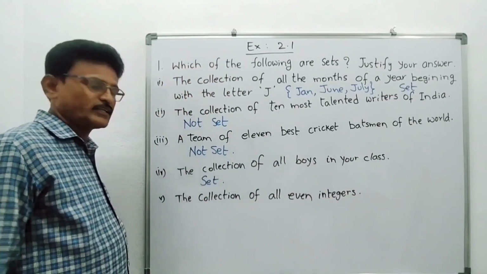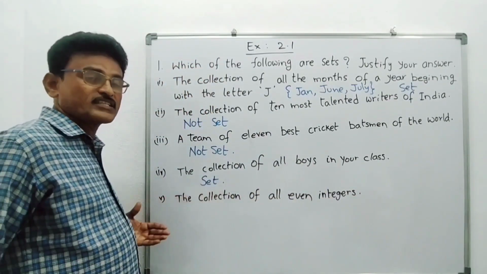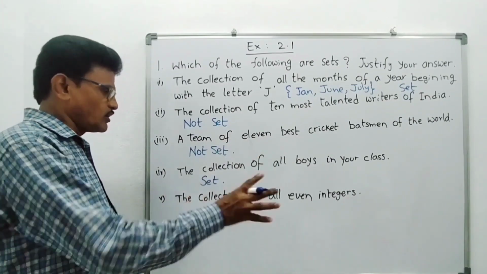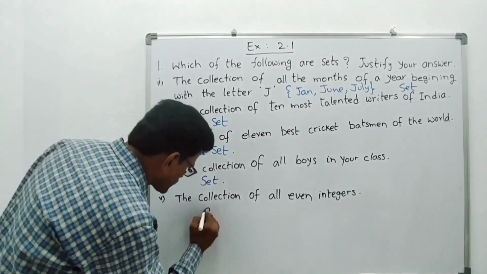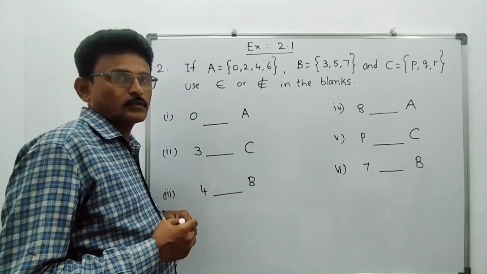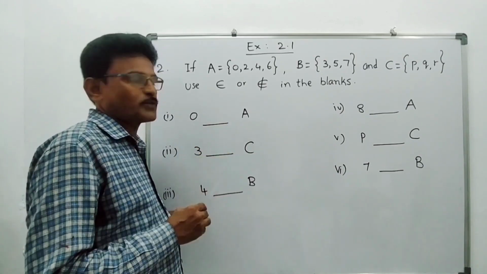We can write integers in a list, even negative even integers also: -2, -4, -6, and positive 2, 4, 6, 8. All we can write. So this is also a set. The collection of even integers is also a set. See, this is a very easy problem.